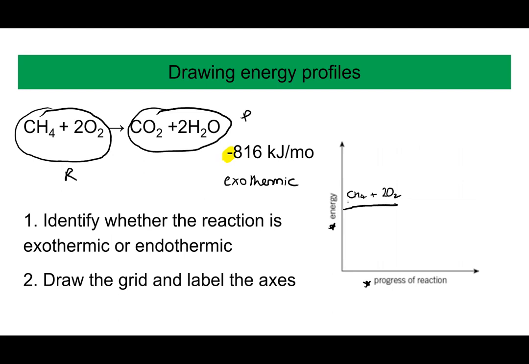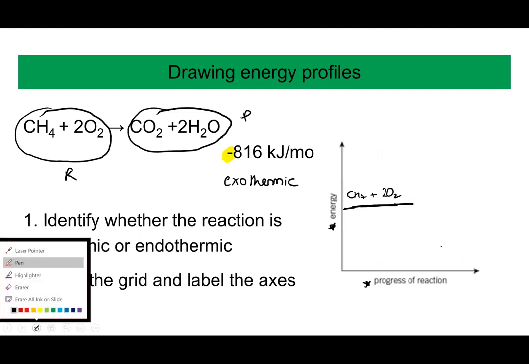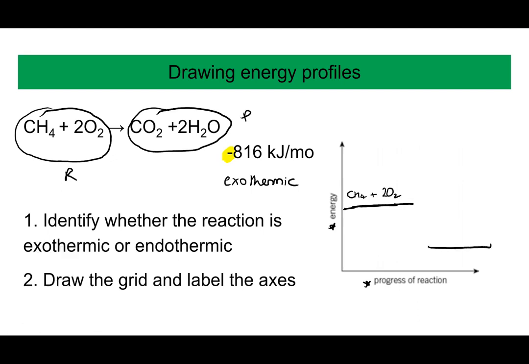Now, before I draw my line for my products, I need to decide whether the line is going to be above the reactant line or below. I've already seen that this is an exothermic reaction, and therefore the line is going to be lower for the products than it was for the reactants. So those are going to be the relative positions of my lines. That's how I decide.